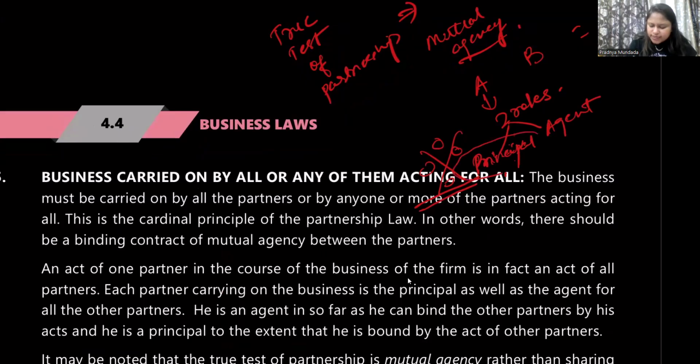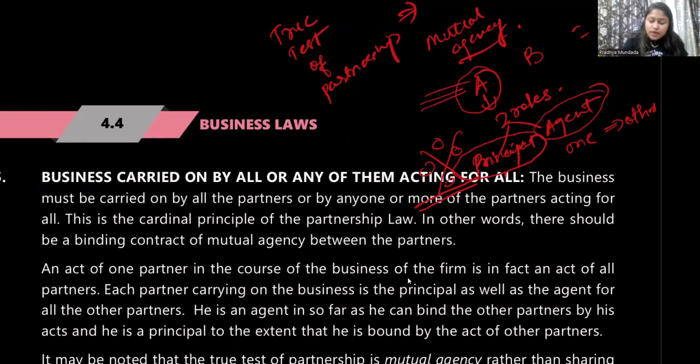Principal means what he is doing, he will be responsible only. But what he is doing, he's also doing as an agent for the others. So an act done by one partner will automatically bind the others. So A, what he does, A will be responsible because he's principal. And A is also acting as agent for B and C. So whatever A does, automatically B and C also will become responsible. This feature is available only in partnership.